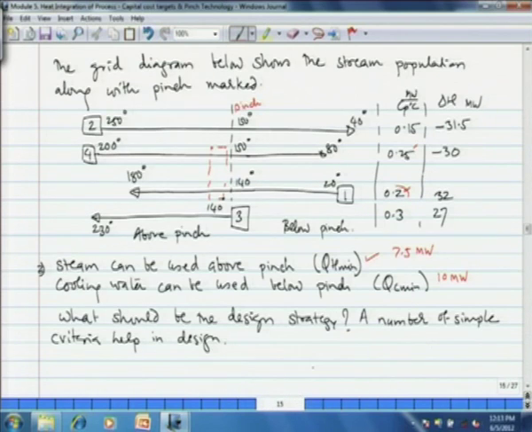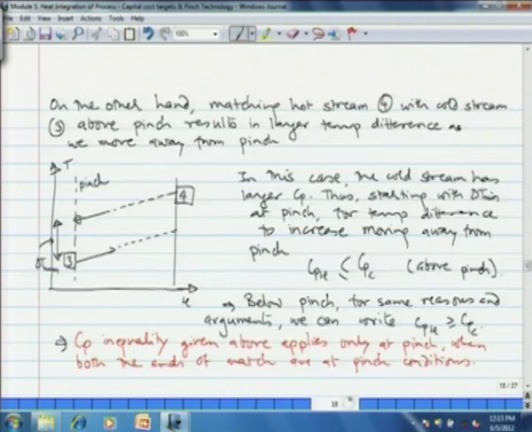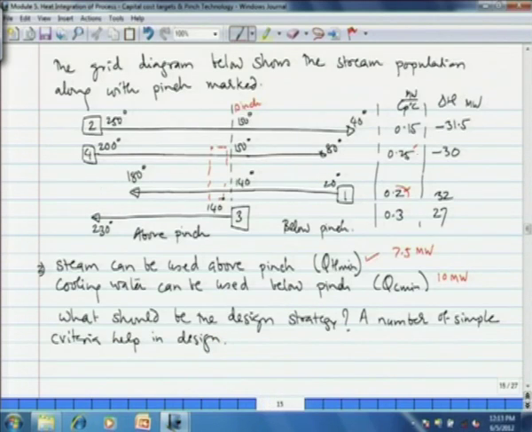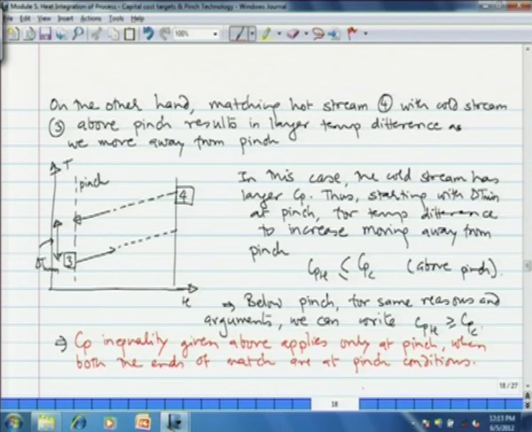If you match 4 with 3, we are matching stream 4 with the cold stream 3. Stream 4 has a CP of 0.25, stream 3 has a CP of 0.3, which means the cold stream has CP higher than the hot stream. And therefore, the temperature difference is likely to increase as we go away from the pinch. That means, if we place a match between 3 and 4, the temperature difference at the left end will be 10 degrees centigrade, which is delta T min, and at the right end the delta T will be greater than 10 degrees centigrade, which is allowed, which is permitted.